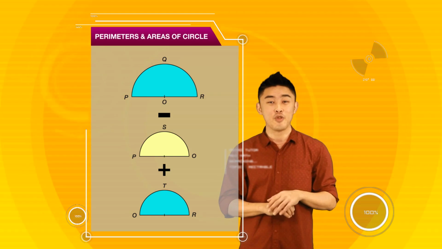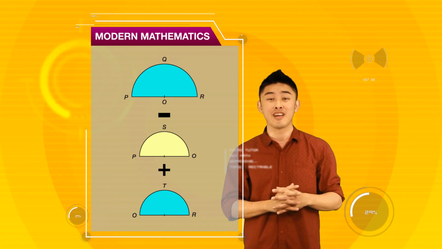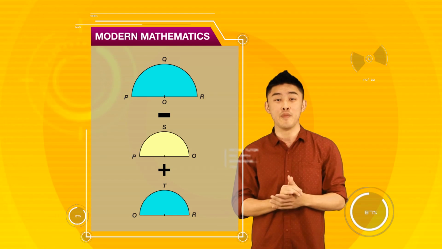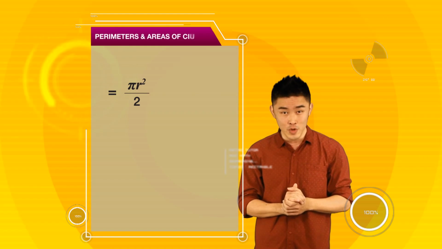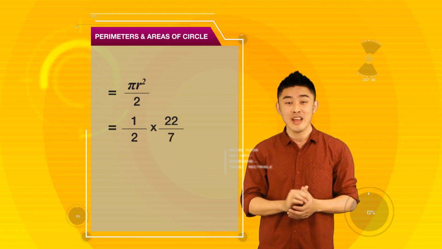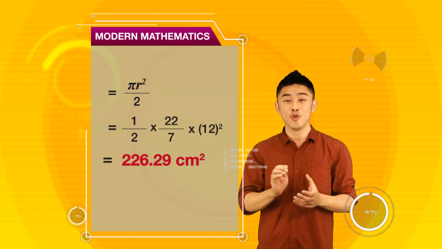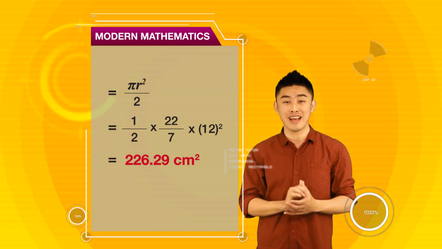Now, knowing that the radius of the semicircle is 12 centimeters, we can calculate the area using the formula of pi r squared over 2. So by taking half times 22 over 7 times 12 squared, that gives us an answer of 226.29 centimeters squared.